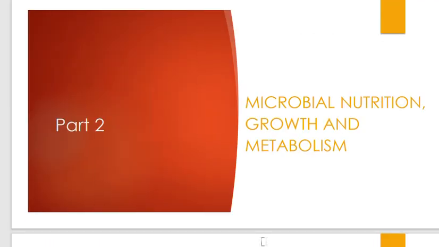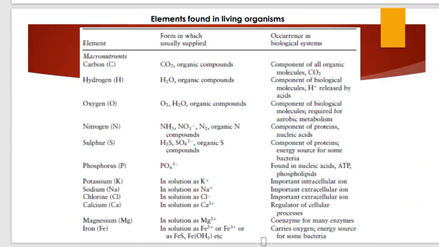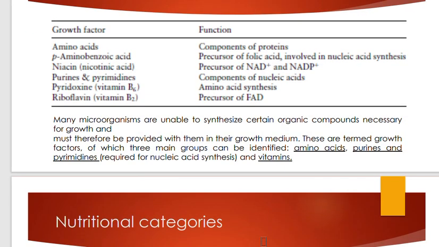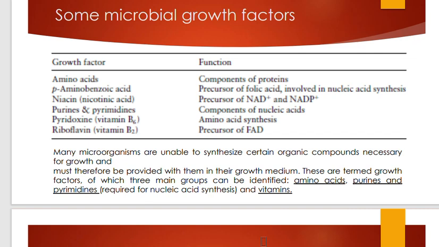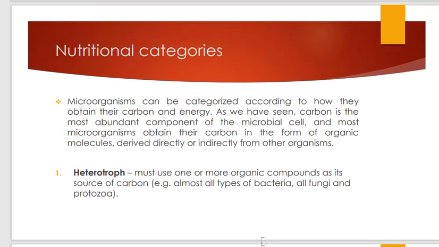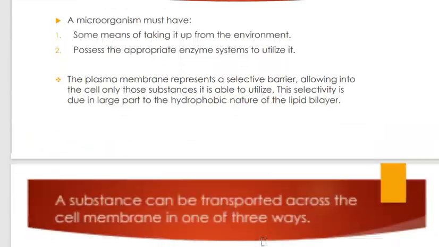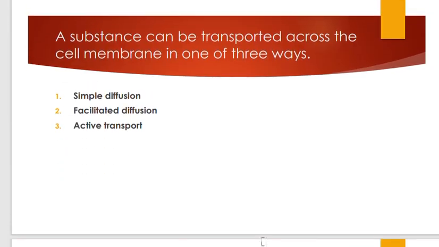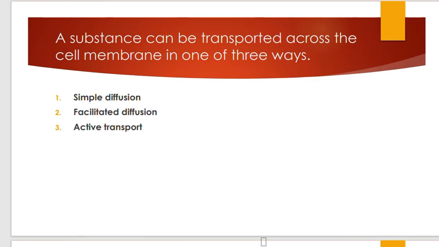So last meeting we discussed the different elements found in living organisms. We also discussed some microbial growth factors which affect the growth as well as the synthesis of your microorganisms in their growth medium. And we also discussed the different categories of your microorganisms based on how they obtain carbon and energy. And lastly, we discussed how substances can be transported across the cell membrane of your microorganisms. So again, we have here simple diffusion, facilitated diffusion, as well as active transport.